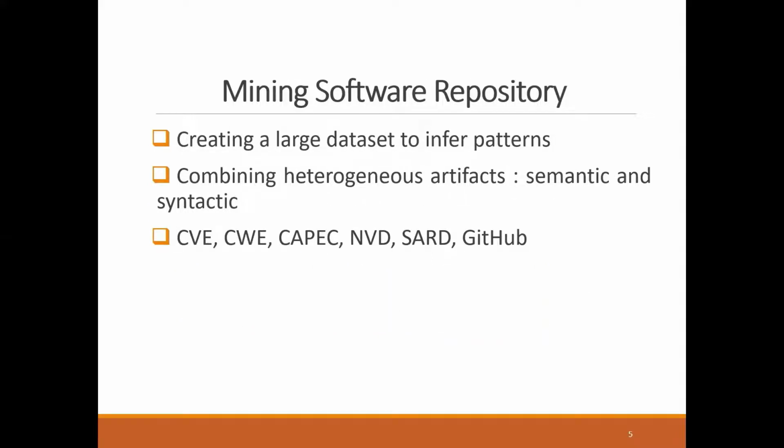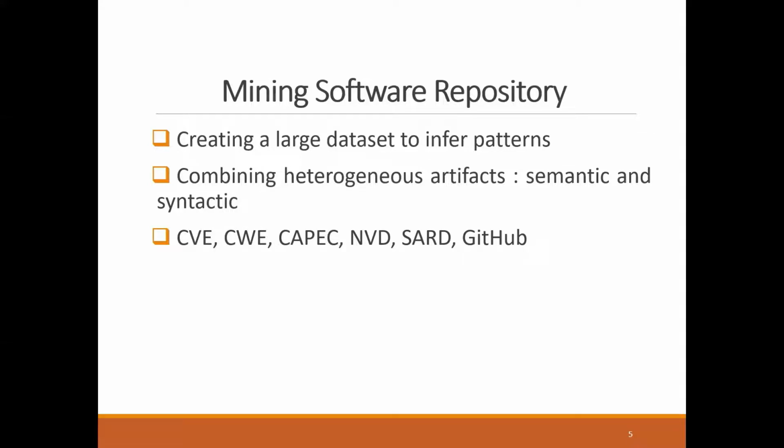In order to conduct all this research, we need to mine a lot of existing software repositories. We have to create a large data set to infer the correlation patterns. We also have to combine heterogeneous artifacts, like some of them contain semantic information, like commit messages, and some of them contain syntactic information, like source code, which has some syntax and structural properties. So we want to combine all of them. And in order to do that, we want to actually merge all the existing data sets.